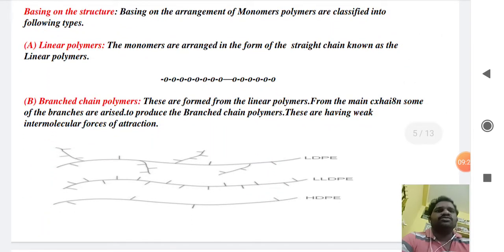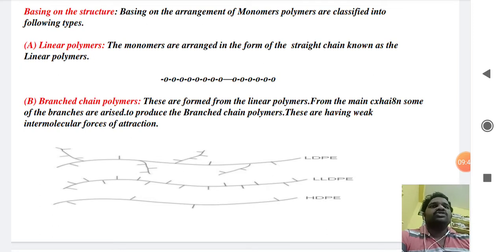Next, the second classification of polymers is purely based on the structure. Based on the structure, the polymers are classified into different types. One is the linear polymers. In the linear polymers, the monomers are arranged in the form of a straight line, known as linear polymers. So this is the structure you are observing in the linear polymer.